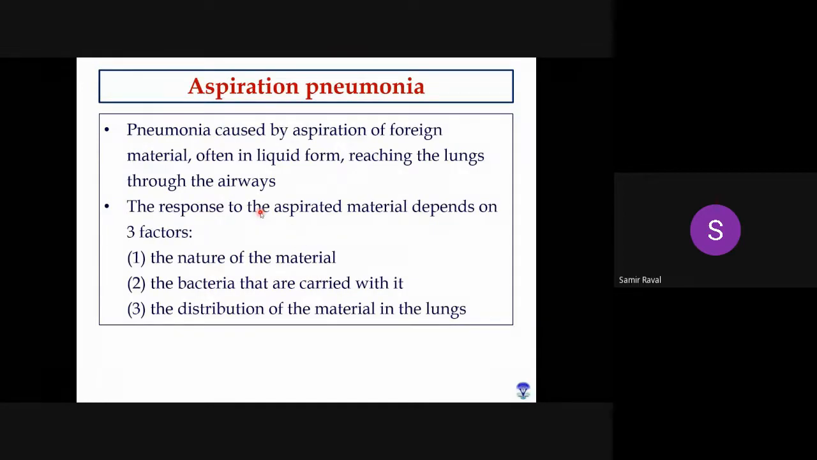Okay. The next type of pneumonia is aspiration pneumonia. The name itself indicates this is aspiration, right?